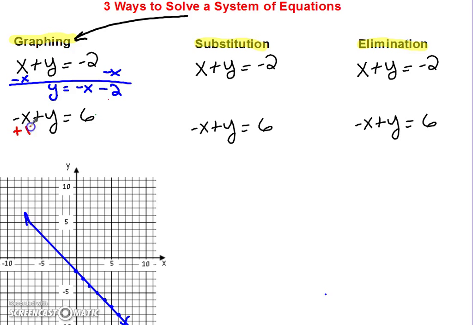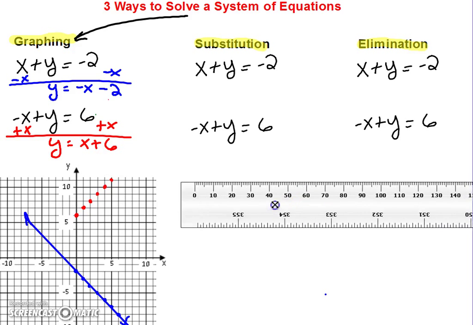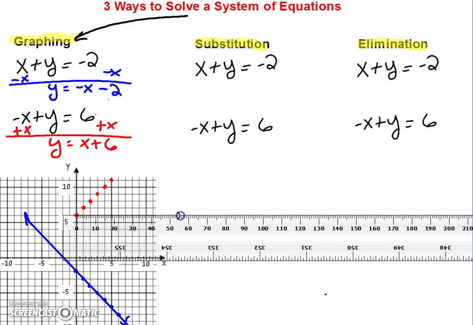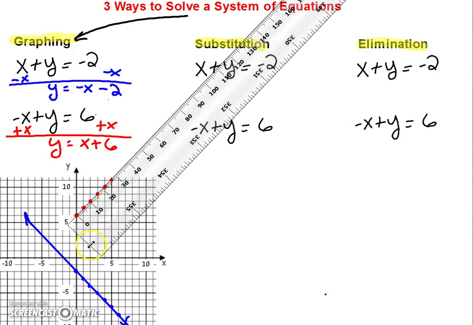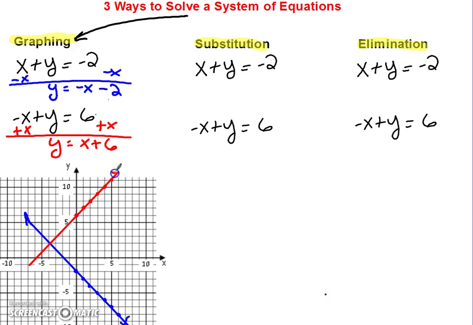And then for the other line, we're going to do it the exact same method, solve it for y equals mx plus b. And again, you don't have to use this method, but it's what most students prefer. So I'm going to start at the y-intercept at positive 6, and then the slope is up 1 over 1, up 1 over 1, up 1 over 1. And notice that it crosses right here. And that looks like the point negative 4, 2.